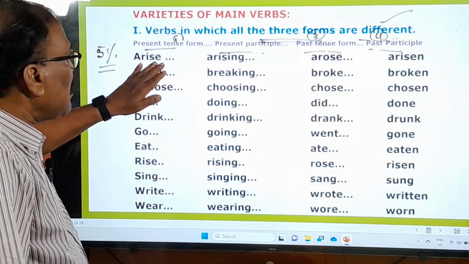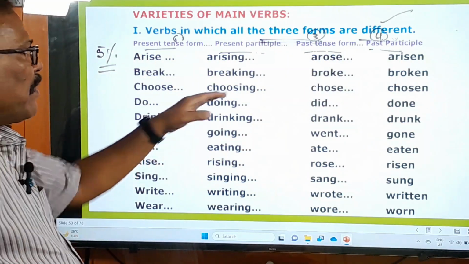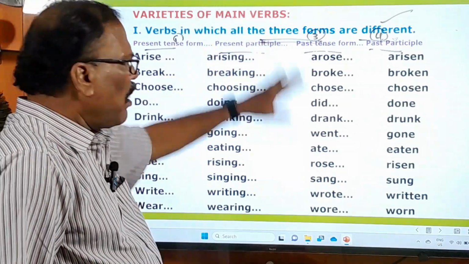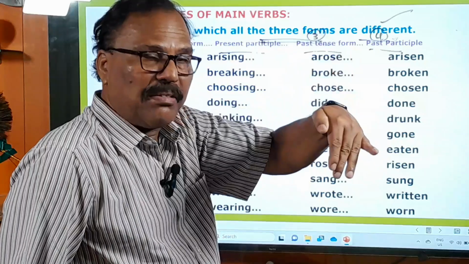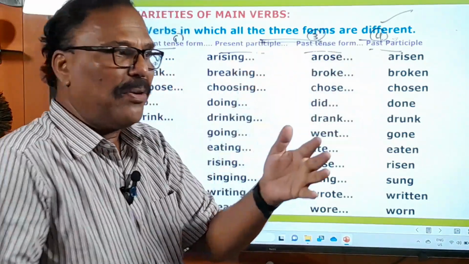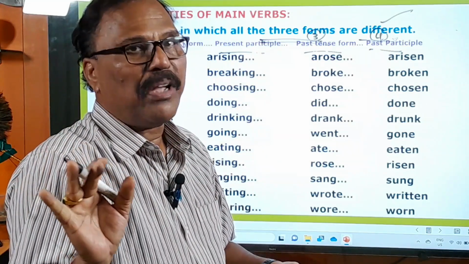You see, arise, arose, arisen. Arise means lechu. Arose, lechenu. In the past tense, it conveys only past tense meaning. Arisen, lechi. It gives only that meaning. When you put it in the sentence, it gives a beautiful meaning. Okay, we are going to see how.